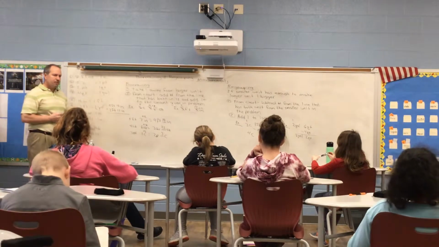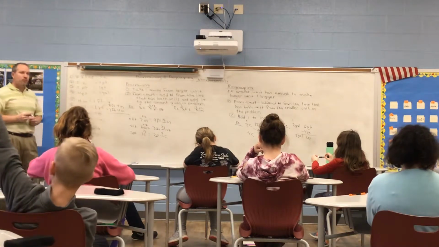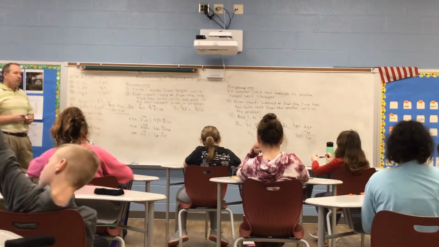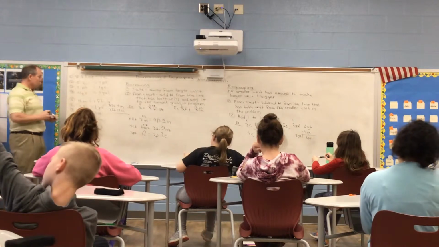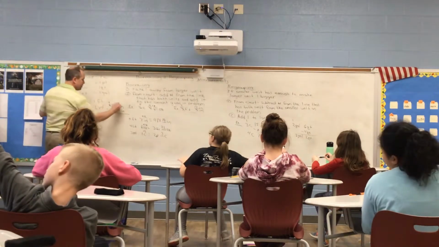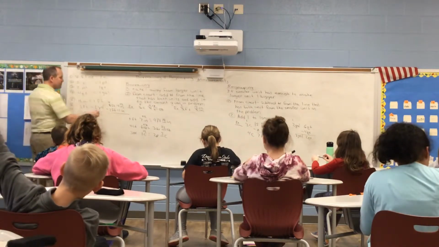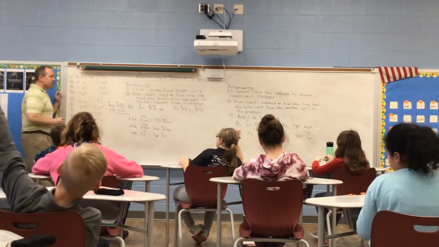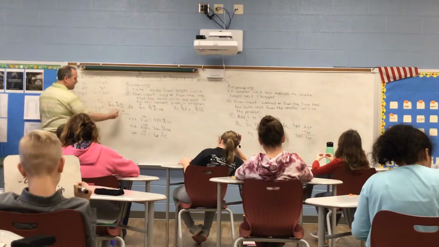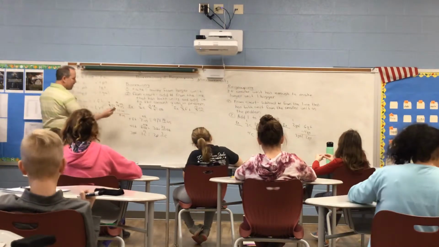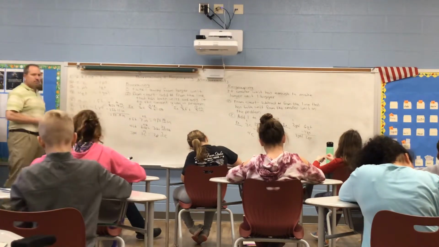Where are we going to borrow from? The 5 feet. That 5 feet, we're going to borrow 1, so now we're down to 4 feet. That 1 foot's going to become 12 inches. Now we already have 4 inches, so when we add 12 inches to it, that gives us a total of 16 inches. Now we can subtract. 16 minus 11 is 5, so that's 5 inches, and then 4 feet minus 2 feet gives us 2 feet.